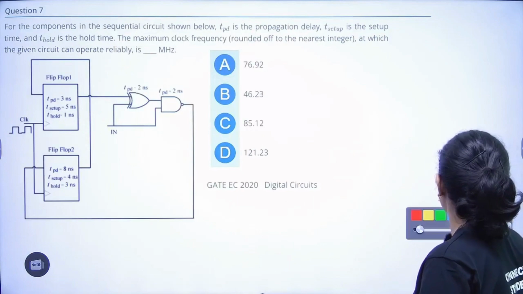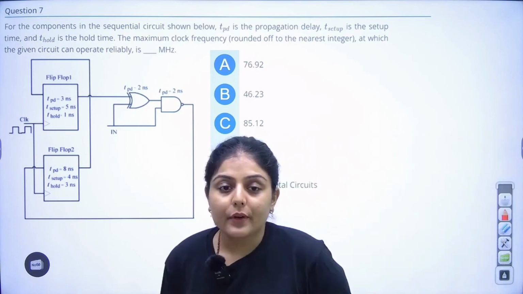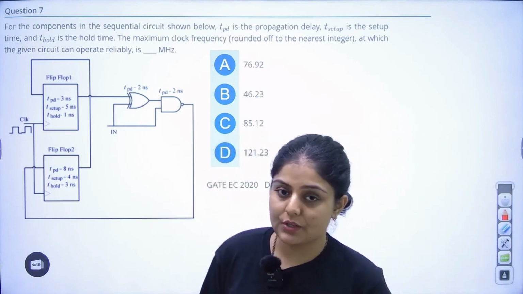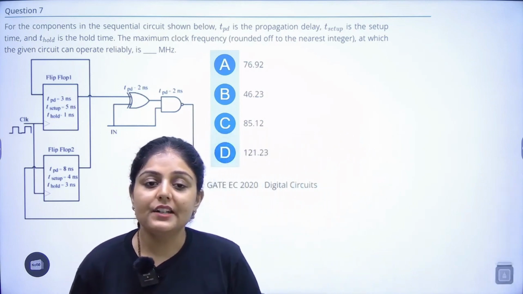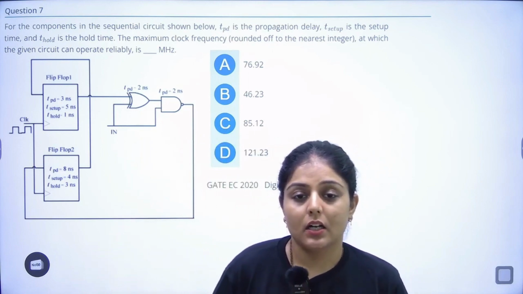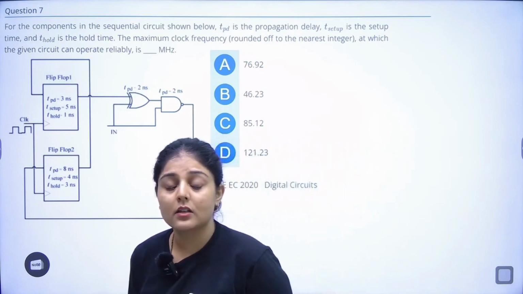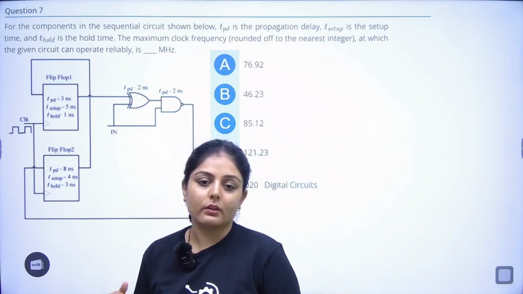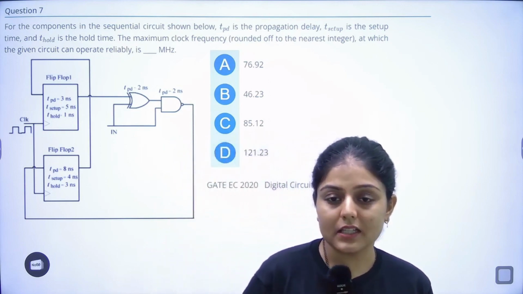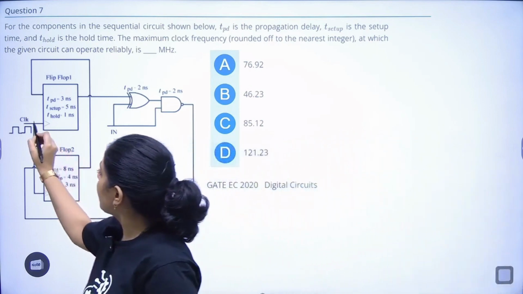So the next question says that for the component in the sequential circuit shown below, TPD is the propagation delay, T setup is the setup time, and T hold is the hold time. The maximum clock frequency, rounded off to the nearest integer, is to be found for the given circuit to operate. So in this circuit, setup time, propagation time, and hold times are given. They are asking you to find the maximum frequency at which it can be operated, the maximum clock frequency. This is what you have to calculate.